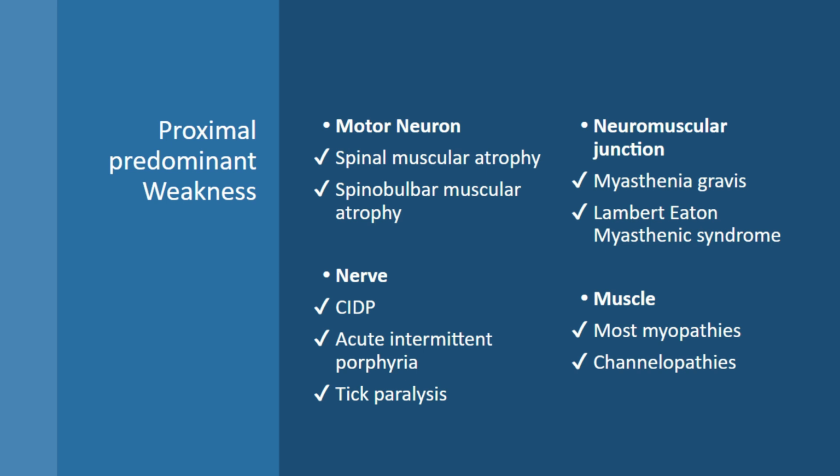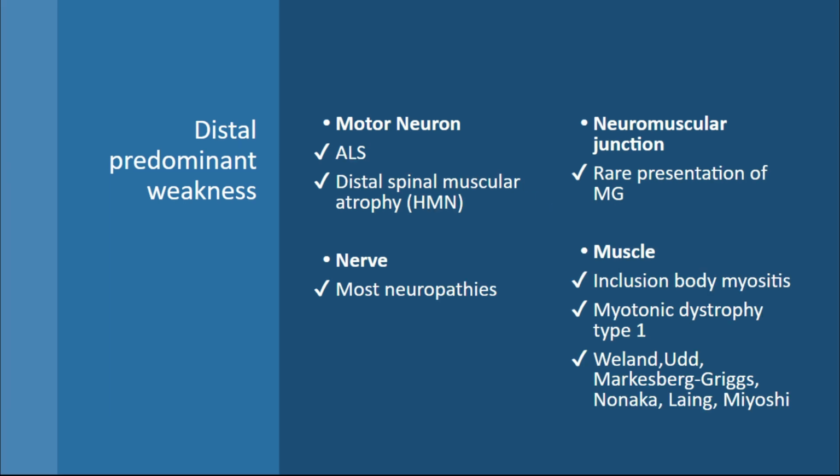So proximal predominant weakness could be motor neuron disease, of which spinal muscular atrophy is one variant, and spinal bulbar muscular atrophy. When it comes to nerves, there is CIDP and acute intermittent porphyria, which presents acutely, it's episodic, it's proximal. Tick paralysis, again, primarily proximal. Neuropathy is not commonly proximal, so this has to be the differential when you're thinking, okay? Neuromuscular junction is just like muscle, it is proximal. Most of the muscle problems are proximal. So most myopathies and channelopathies have proximal weakness. Next slide. Distal predominant weakness.